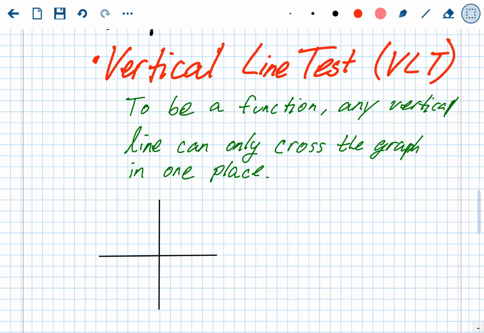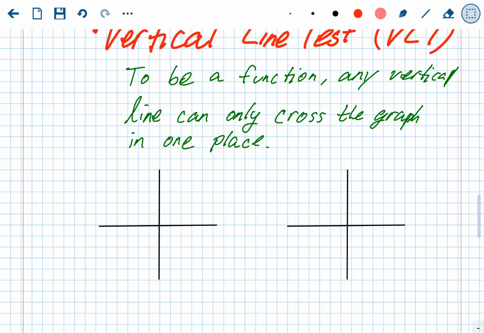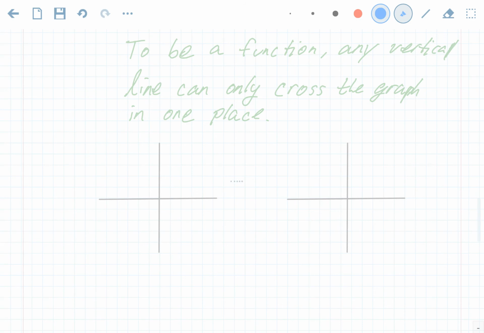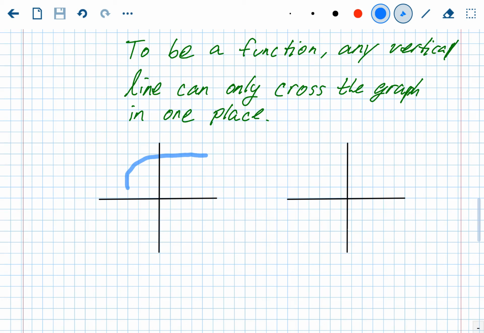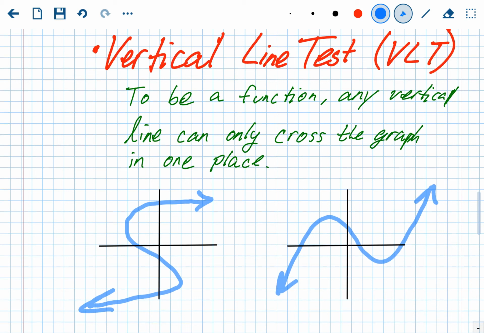So I'm going to draw 2 similar graphs. The first graph is going to look like an S. And the second graph is going to look like a kind of rotated S, more like a roller coaster. One of these is a function, one of them is not. Okay, so again, because it's a graph, that means one of them fails the vertical line test and one of them passes the vertical line test.